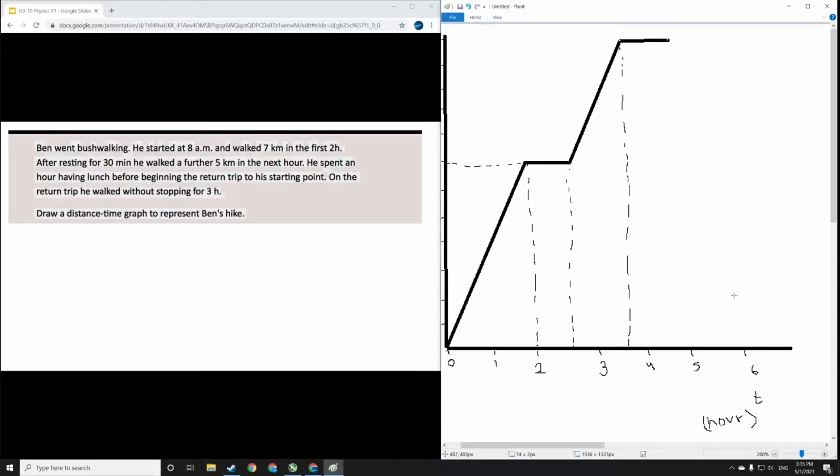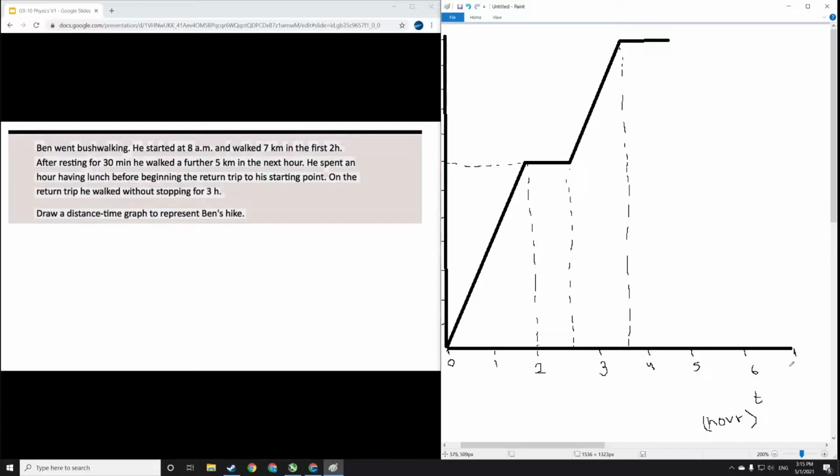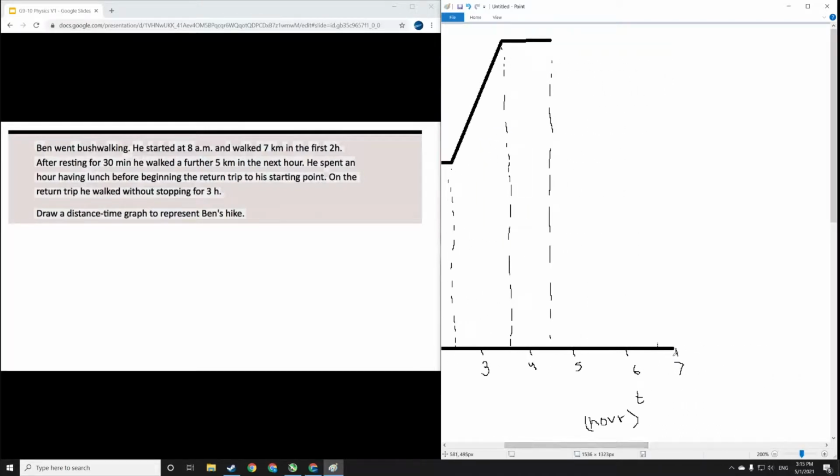And then he returns all the way back to his starting point, and he walks for 3 hours. So we're going to have to put, I think, 7 over here. And he's going to walk for 3 hours, right? So he started at 4.5, and he walks 3 hours. So he's going to stop at 5.5, 6.5, and then 7.5. So let's just extend that a bit more. Make that 8. So he's going to walk till here.